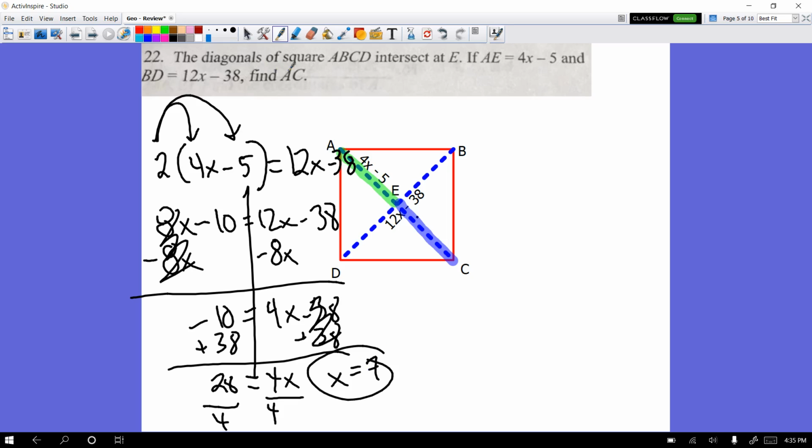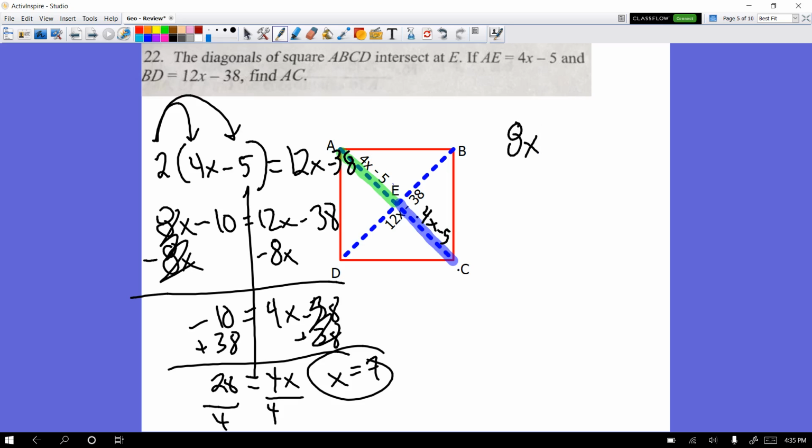Okay, so it said find AC. So I have to go from here to here. Well, let's find out what A to C is. So I know it's 4x minus 5 plus 4x minus 5, right? Because this is a 4x minus 5 as well. We know that. They're the same distance, A to E, as is E to C. Okay, so that'll give you 8x. 4x plus 4x is 8x.